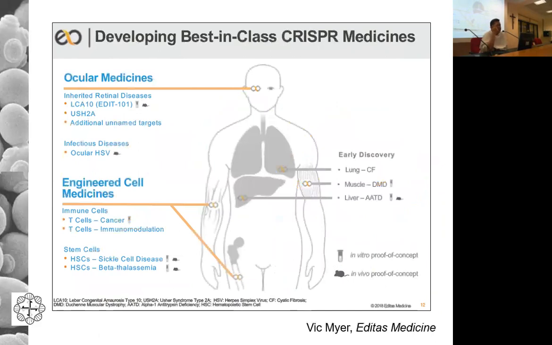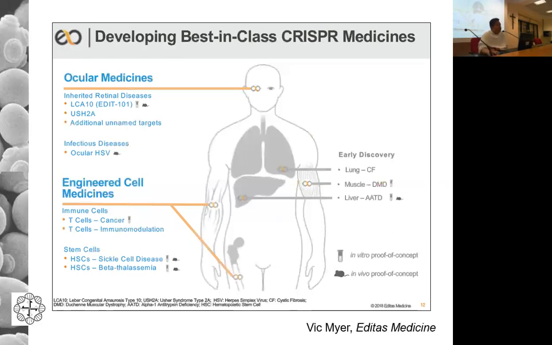The second is that the eye is immunoprivileged. So the eye is separate from the immune system of most of your body. If you inject things in your eye, it doesn't go to the rest of your body as easily. And there are diseases of the eye that cause blindness that are due to genetic defects.